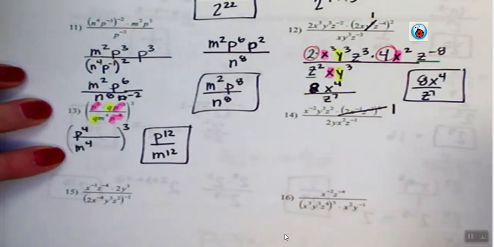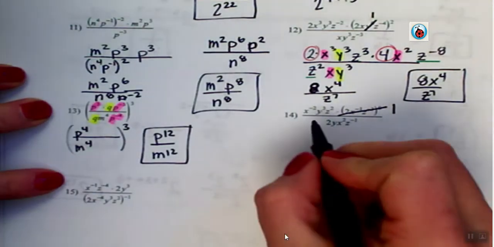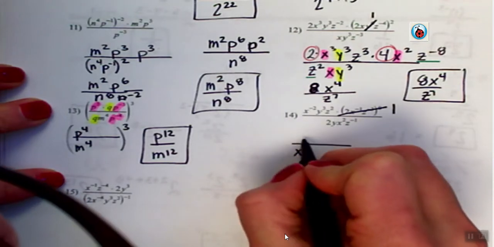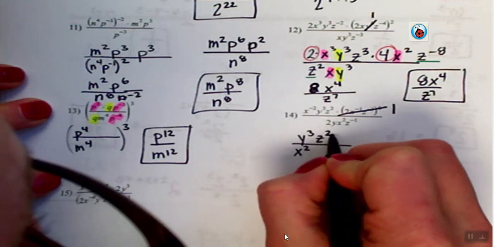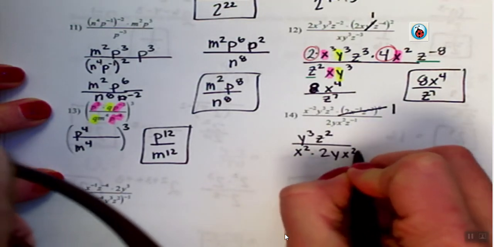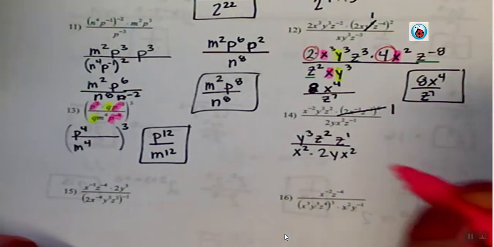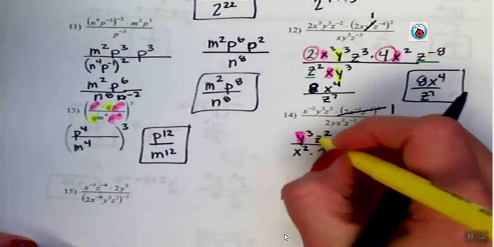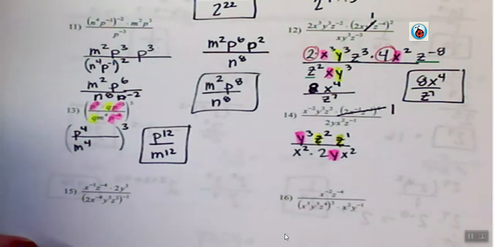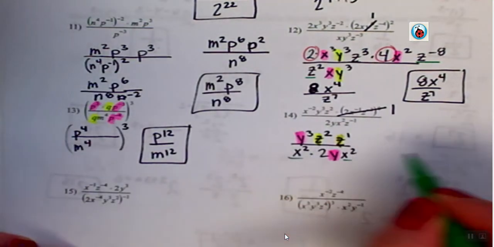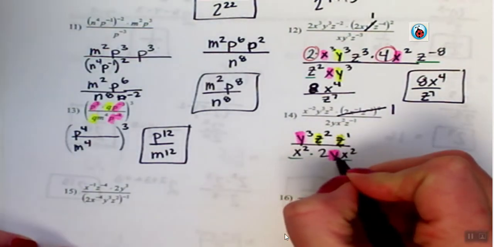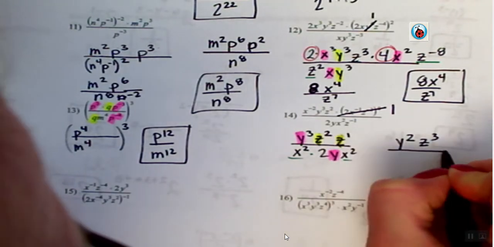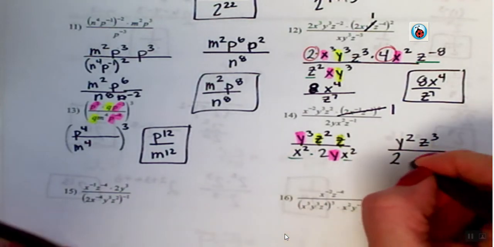All right, 14. This whole quantity is going to reduce to 1 because of the exponent of 0. I see two negatives, so I'm going to move them first. X squared, y cubed, z squared. Okay, 2yx squared, z to the 1st. Now I'm looking for my same bases to combine. Okay, I see z and z and x and x. Y cubed divided by y is y squared. Z cubed. 2x to the 4th.